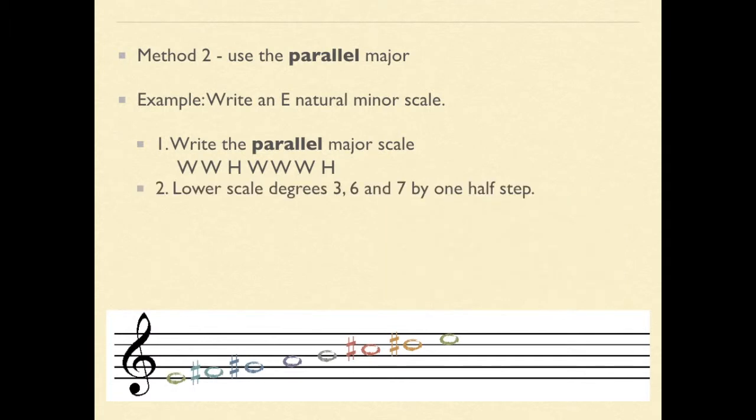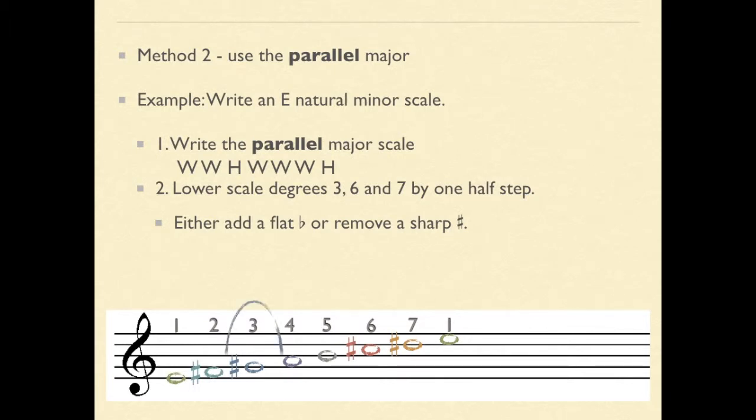Now we're going to lower scale degrees 3, 6, and 7 by one half step. So let's number the scale degrees. 1, 2, 3, 4, 5, 6, 7, 1. And now we'll change the scale degrees by either adding a flat or removing a sharp. So let's start with scale degree 3. That's a G sharp, so we're going to remove the sharp. Next to scale degree 6, that's a C sharp, so we will remove the sharp. Scale degree 7 is D sharp, so we will remove the sharp. Now we're done, and we have an E natural minor scale.